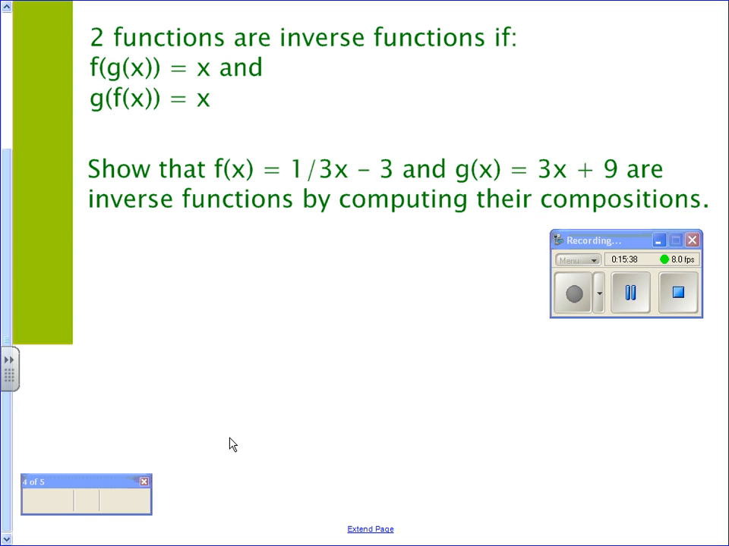These will be on your test. Either show that they are inverse functions or determine whether they are. The way that you get it correct is you show your work of computing their compositions and simplify them completely. Does that make sense?